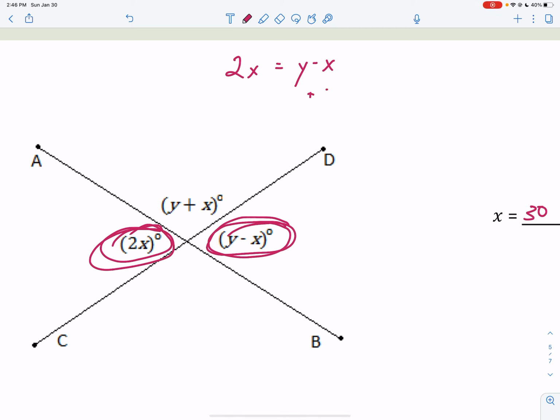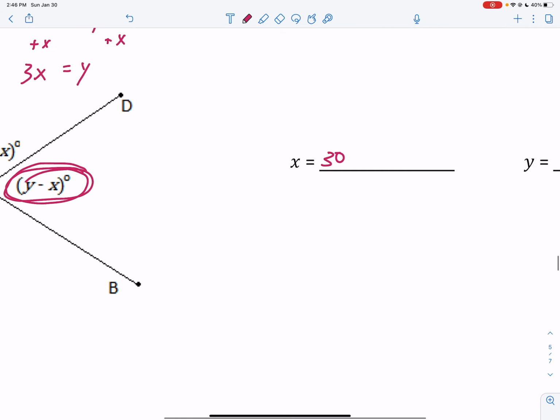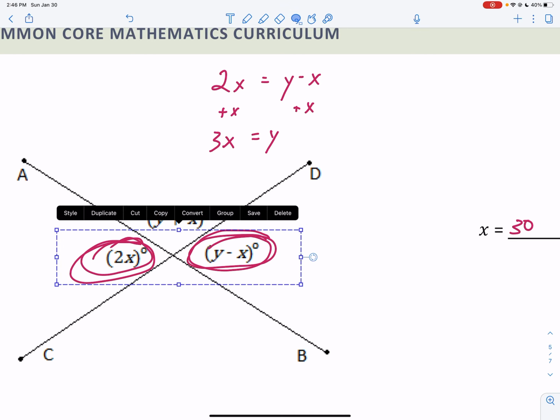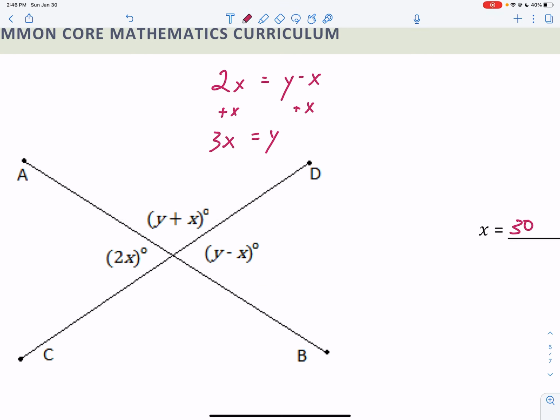So let's add x to both sides. So y is equal to 3x. Now that's not super helpful because we want a number over here, but it's really helpful because now we can just plug it into anything. Okay? So which one do I want to do? Maybe I use, what's the easiest one? Let's do this one. Let's do the sum of angles at a straight line is equal to 180.